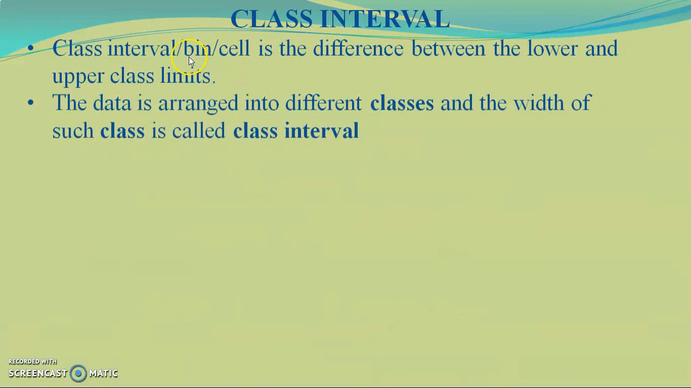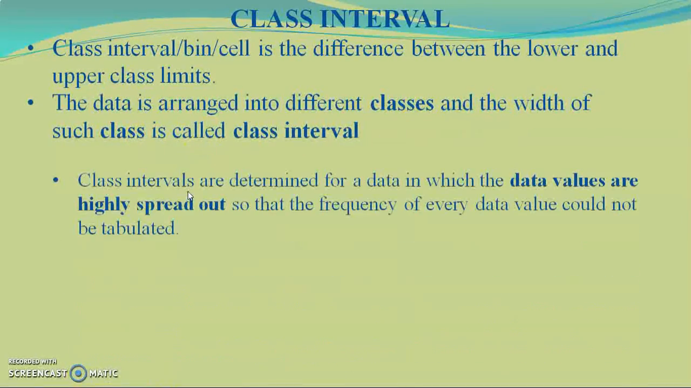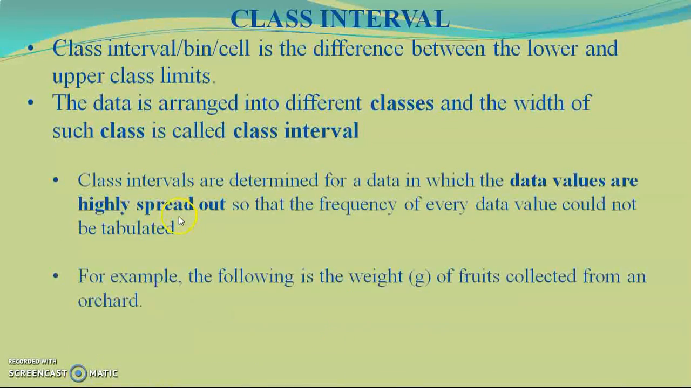Class interval is also called a bin or cell. That is the difference between the lower and the upper class limit. The data is arranged into different classes, and the width of such a class is called the class interval. So what is meant by class interval? You can see class intervals are determined for data in which the data values are highly spread out.